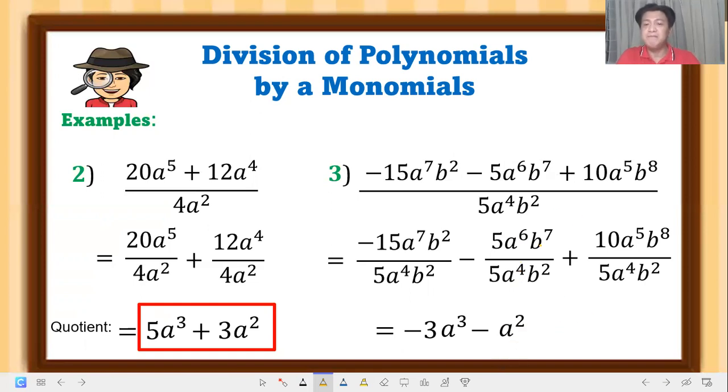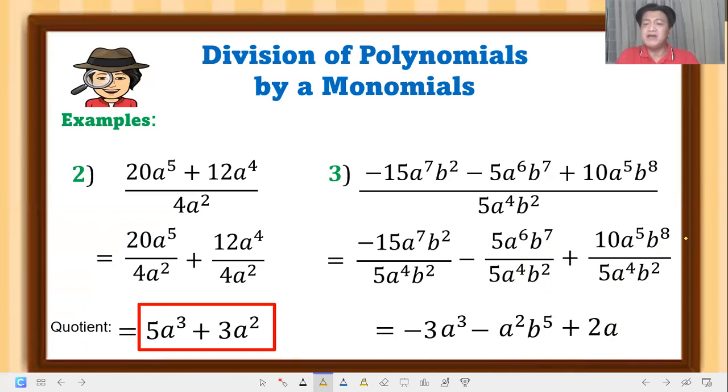Okay, dito tayo sa b. b raised to 7 over b square. Subtract natin 7 minus 2, that will become b raised to 5. Okay, the last term, 10 divided by 5, that is 2. Dito tayo sa a raised to 5 over a raised to 4. What is 5 minus 4? That is 1. Meaning to say, a raised to 1 yon. Hindi na pwede isulat yung 1 kasi understood, nakasimplified na siya, na a lang siya.